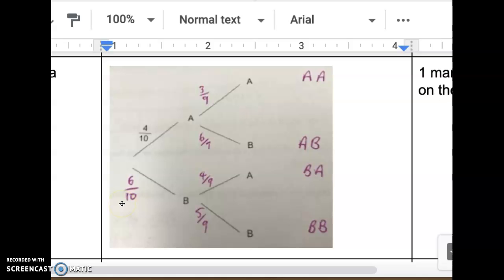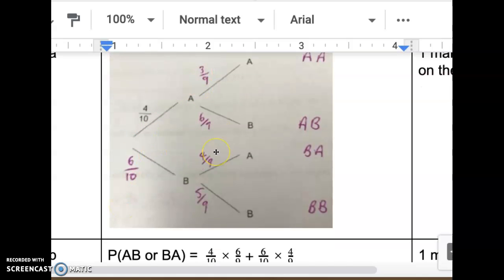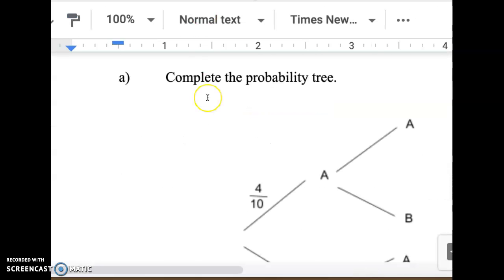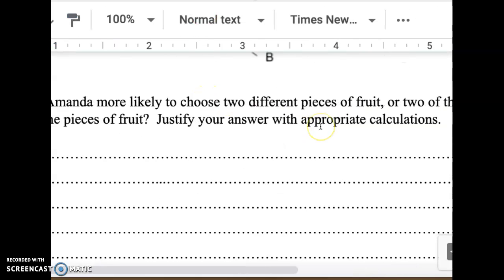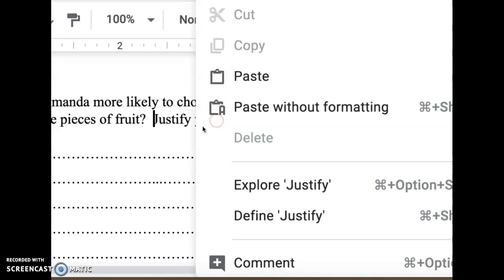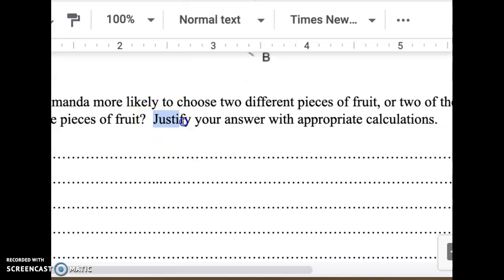It's a good check. The second part, you had to justify whether she would choose 2 different pieces of fruit or 2 of the same. Key word is justify. Justify means you need to tell me what your answer is and why.